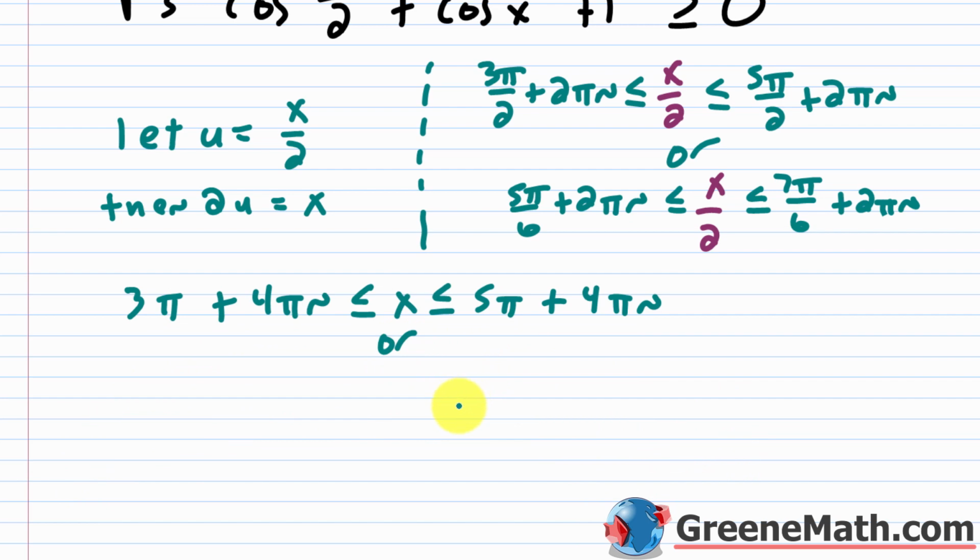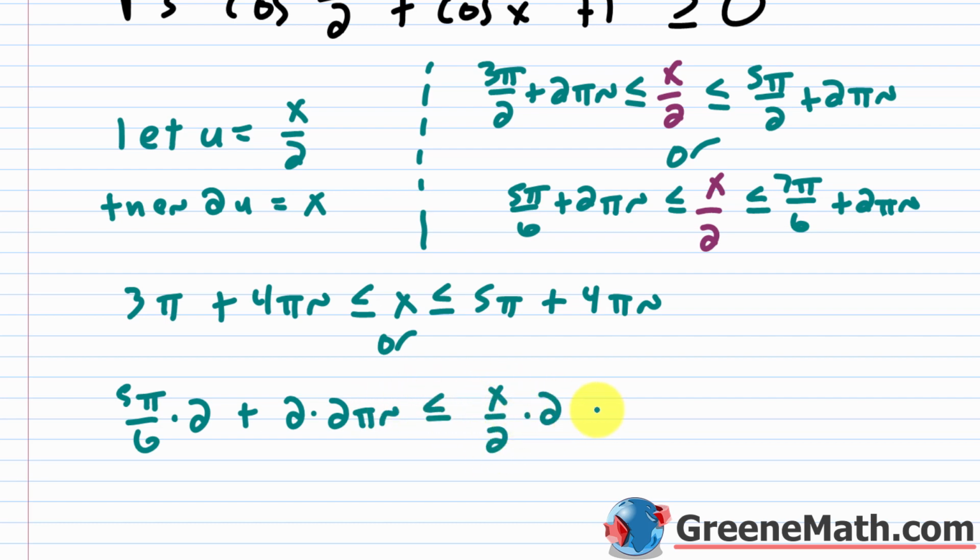So the other one is going to be coming from this right here. Again, you're just going to multiply everything by 2. So you're going to have 5 pi over 6 times 2 plus 2 times 2 pi n. So this is less than or equal to x over 2 times 2, which is less than or equal to, you have 7 pi over 6 times 2 plus 2 pi n times 2. Again, coming through here, so 6 divided by 2 is 3. So that's going to be 5 pi over 3.